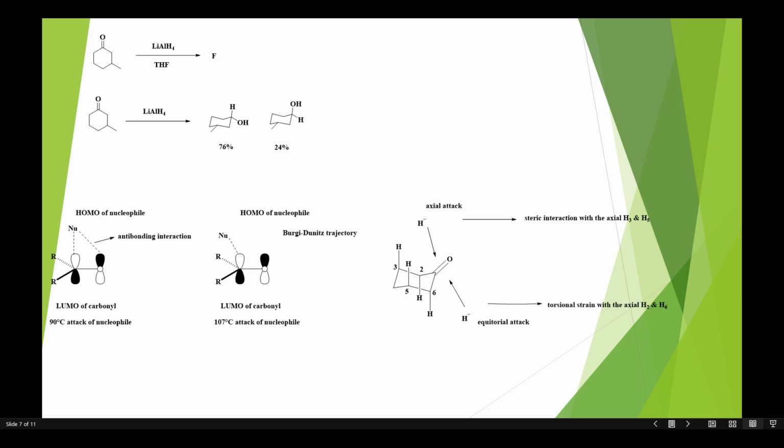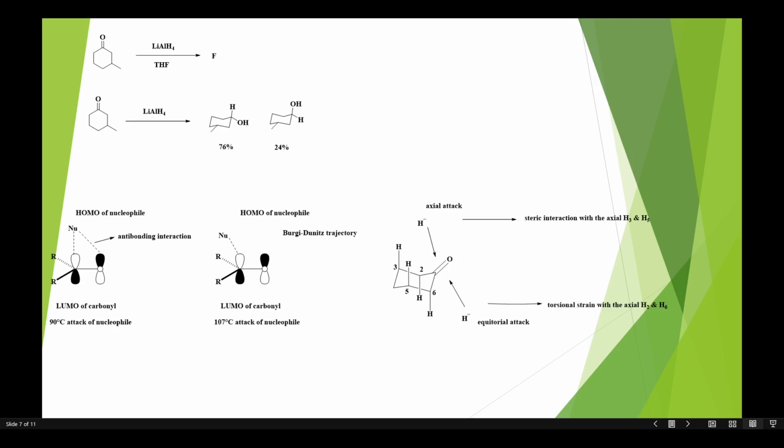Most of the time the attack will happen from the equatorial side. Then we get the axial alcohol as the major product, and this product we call the kinetically controlled product. But what will happen when your nucleophile is very small? In that particular case, the attack will happen from the axial side to get the much more stable, thermodynamically stable alcohol product, when your nucleophile is not very bulky.